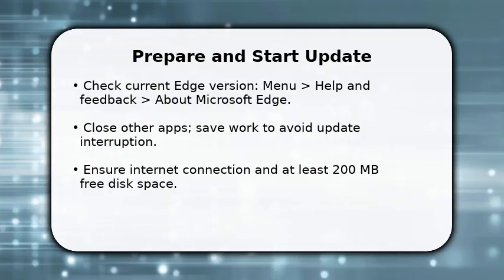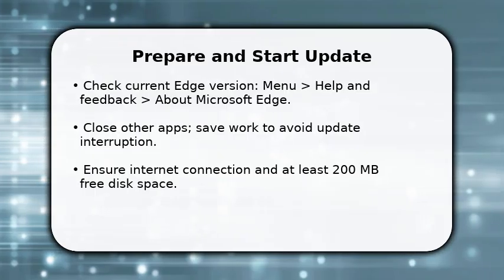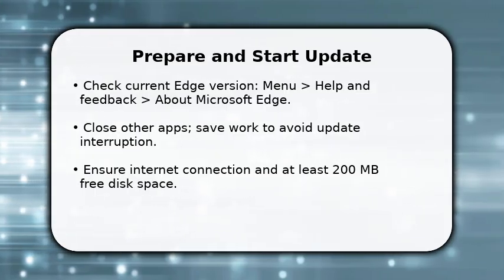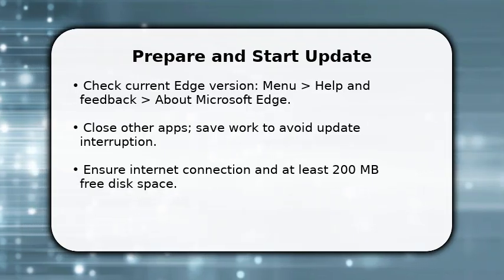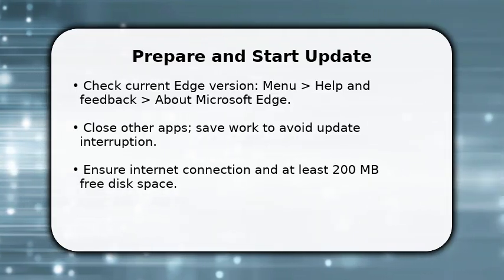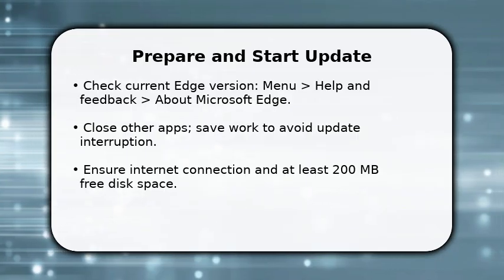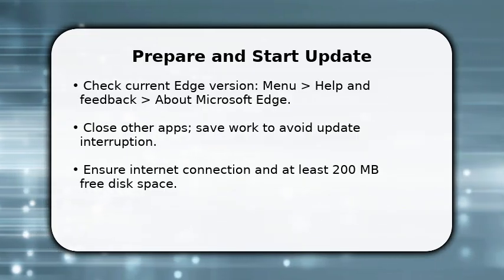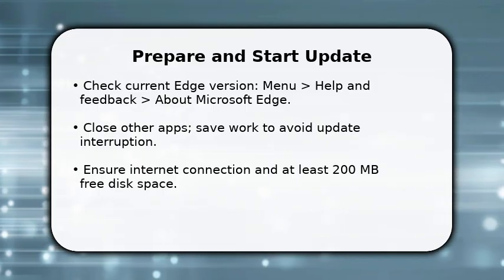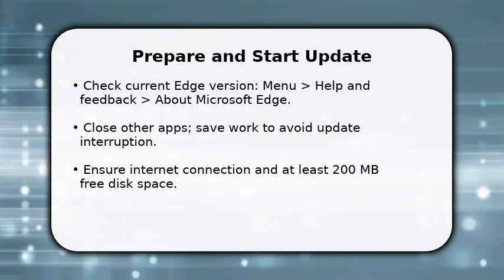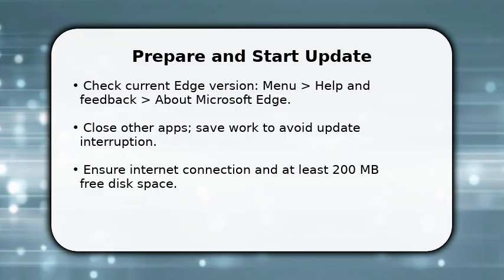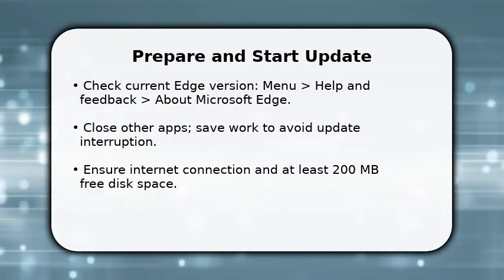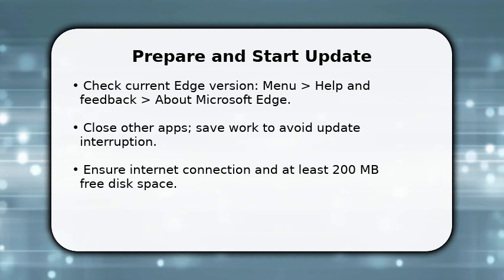You'll begin by confirming prerequisites and launching the update. Open Edge and go to Menu, Help and Feedback, About Microsoft Edge so you see the current version. Once done, the browser will automatically check for updates. This initiates downloads and verifies integrity. Make sure your internet is stable and you've saved documents because updates can prompt a restart. If the automatic check stalls, proceed to the settings route described next to force an update check.